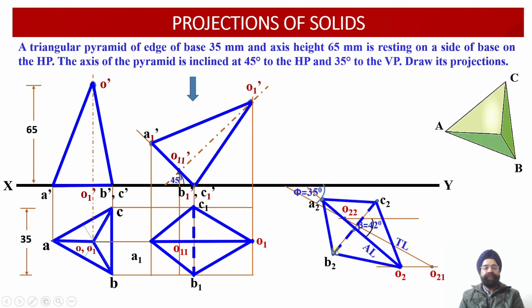Having identified these 5 points, we have marked them onto the plan projection view. Now we have got the plan projection corresponding to this oblique solid in which the axis was inclined at an angle of 45 degree with respect to the horizontal plane, and the true length of the axis is inclined at an angle of 35 degree with respect to the vertical plane, or the apparent length of the axis is inclined at an angle of 42 degree, angle beta, with respect to the vertical plane.